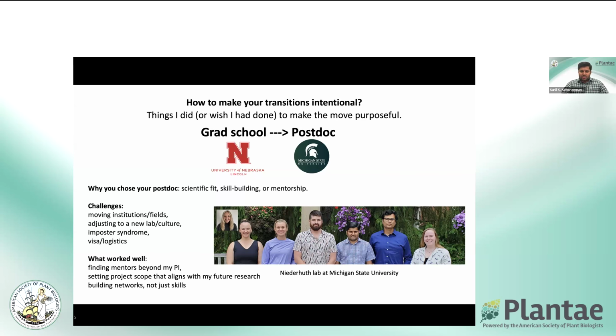Also, finding mentors beyond just my PI was helpful, because there were a lot of new PIs and a lot of senior faculty who were trying to mentor postdocs and PIs at Michigan State University.